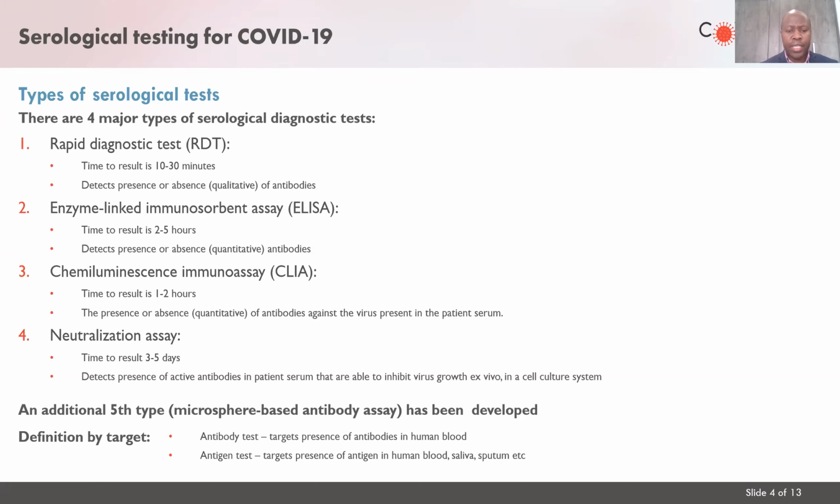Then there's another type which has recently been developed. It's called the microsphere-based antibody assay. We can also define the serological test by type. Of course, the antibody test, which tells presence of antibody in human blood, and the antigen test, which Wolfgang has already talked about. This is whereby antibodies are the ones embedded in the lateral flow strip, and the antigen, either the virus from the patient sample, is added to the lateral flow. And if the patient has the antigen, then we'll get a positive result.